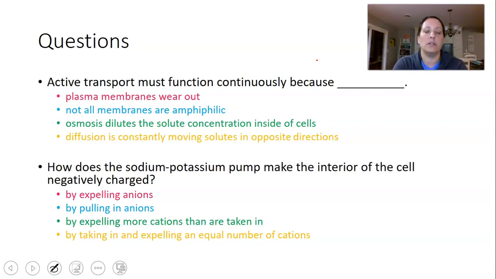Okay, so the first question. Active transport must function continuously because red, the plasma membranes wear out. Blue, not all membranes are amphiphilic. Green, osmosis dilutes the solute concentration inside the cell. Or yellow, diffusion is constantly moving solutes in the opposite direction. I'll give you a minute to answer that.